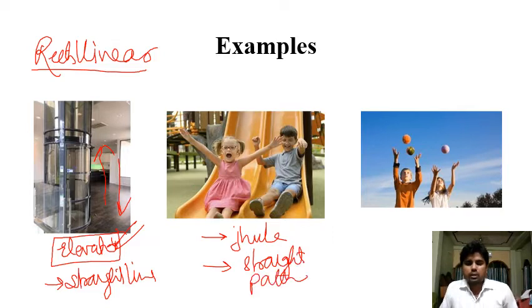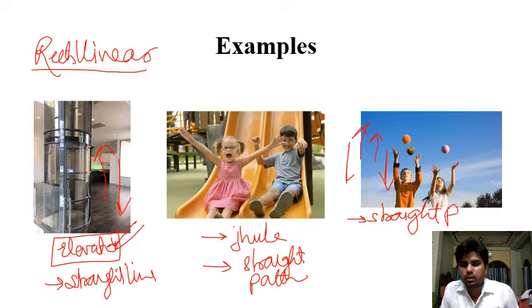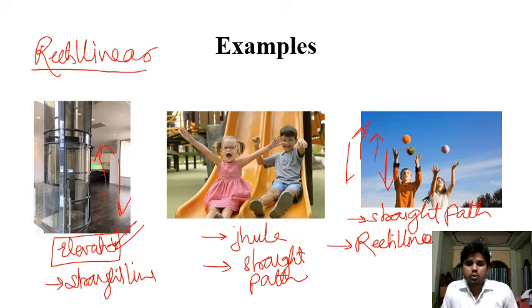Okay, now when we throw a ball upward, then it comes down. So in this also we can say that the path followed by the ball is a straight path, and hence we can say that such motion which follows a straight path is called rectilinear motion. So students, now you have to find more examples related to rectilinear motion, around yourself only.